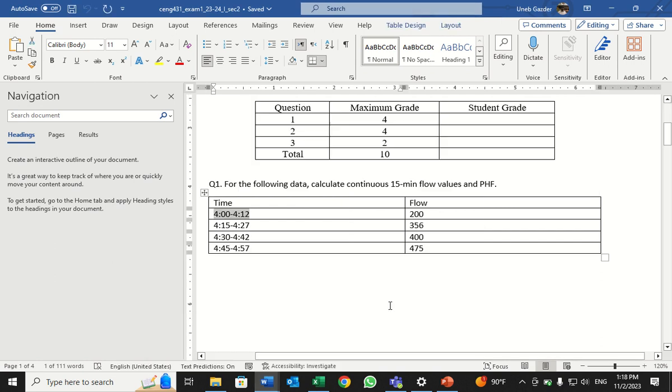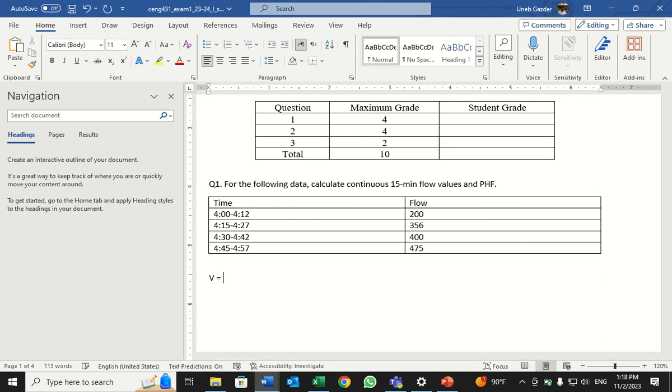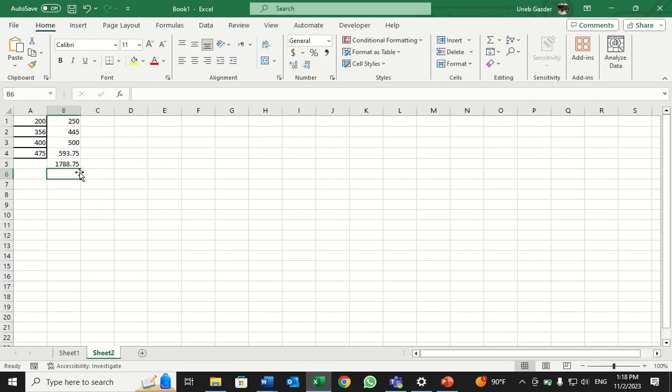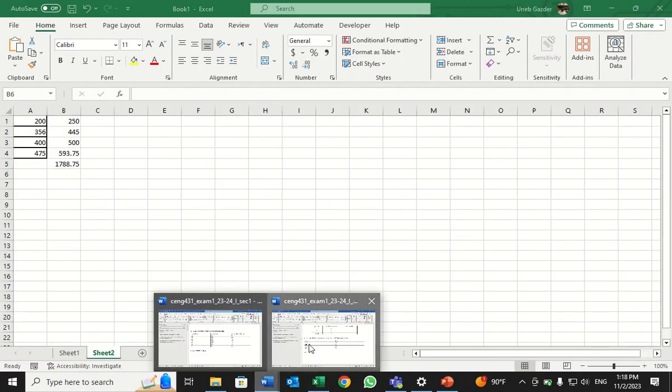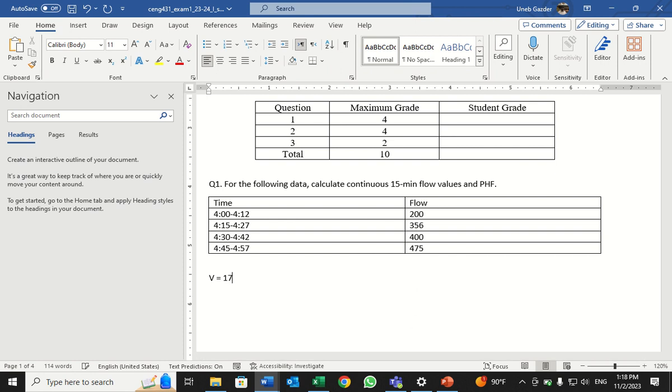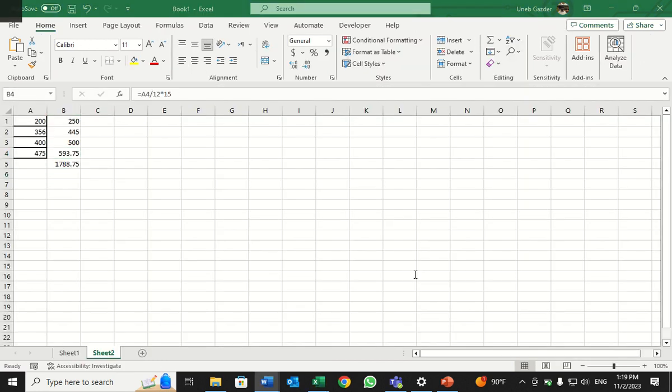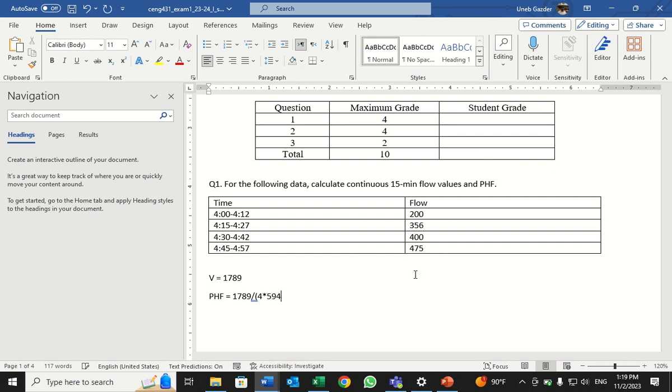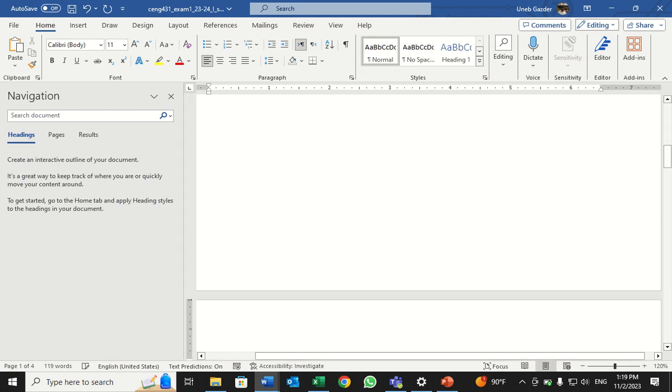This is the other one. Okay, so I go there. The volume is the total of these figures, which is 1789. Then the peak hour factor equals 1789 divided by 4. As I told you earlier, the maximum is 594, so 1789 divided by 4 times 594 comes out to be 0.79 approximately.